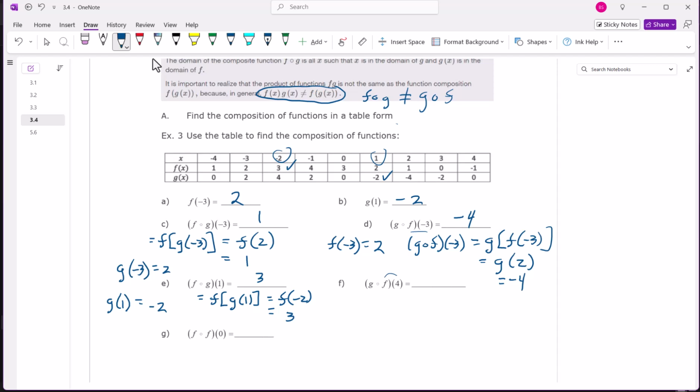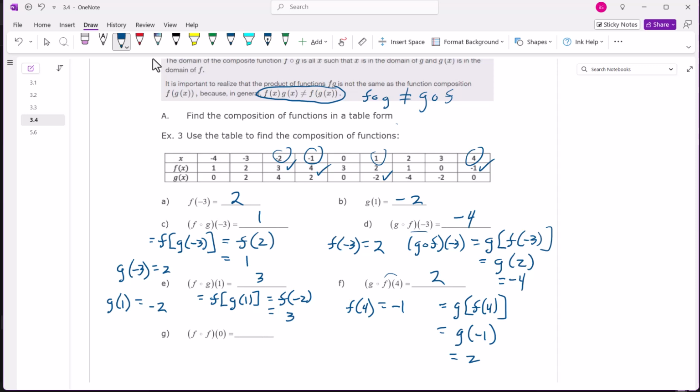All right, next one. Start with the function on the right, f of 4. Look that up in the table. Here's 4. F of 4 is negative 1. So we end up doing g bracket f of 4. So that will be g of negative 1. And then we look that up. That's equal to 2. Okay.